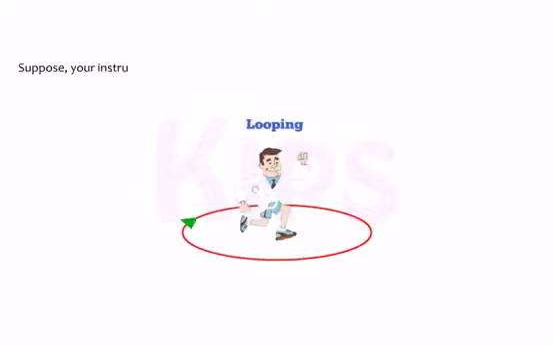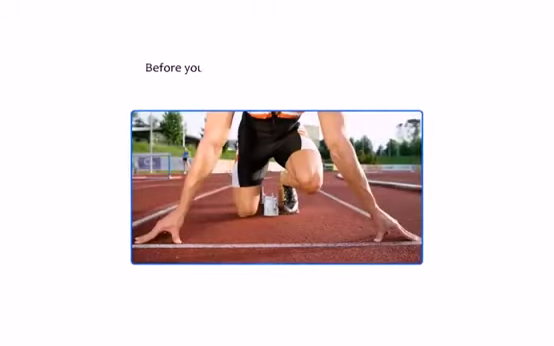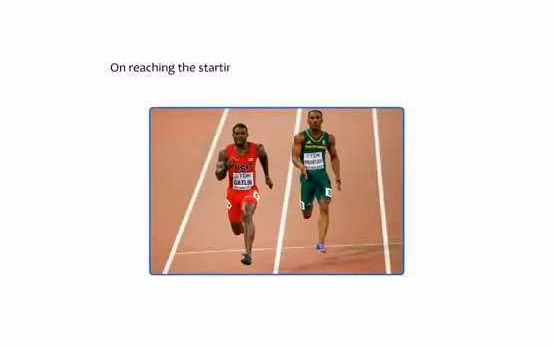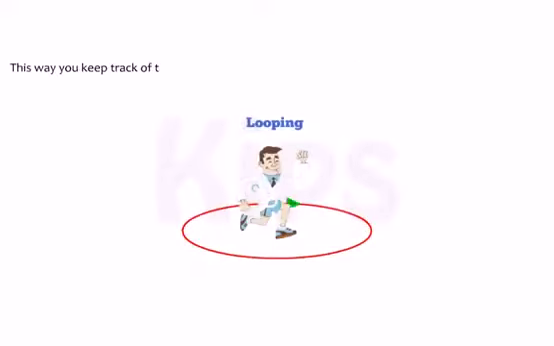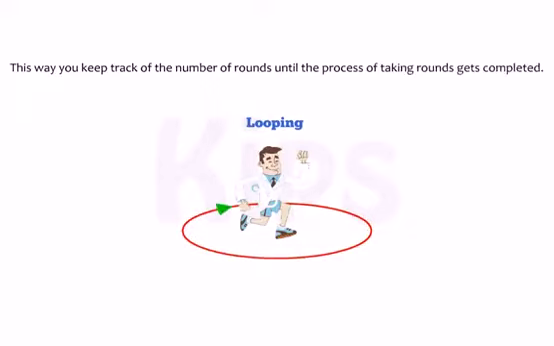First, let us understand the concept of a loop with the help of a real-life example. Suppose your instructor instructs you to run and take 5 rounds of the playground to warm up. Before you start running, you fix a starting point. On reaching the starting point again, you complete 1 round. Then you take the second round and so on. This way, you keep the track of the number of rounds until the process of taking rounds gets completed.